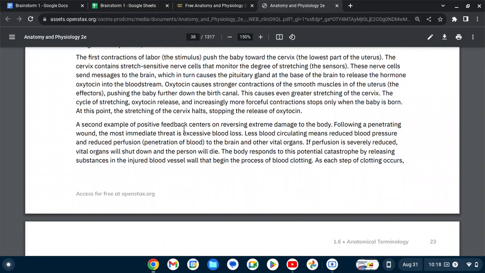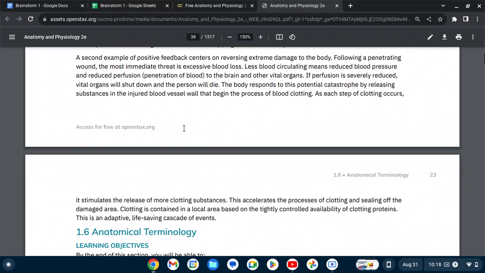Oxytocin causes stronger contractions of the smooth muscles in the uterus, pushing the baby further down the birth canal. This causes even greater stretching of the cervix. The cycle of stretching, oxytocin release, and increasingly more forceful contraction stops only when the baby is born. At this point, the stretching of the cervix halts, stopping the release of oxytocin.